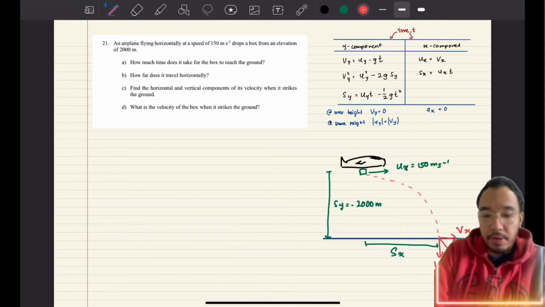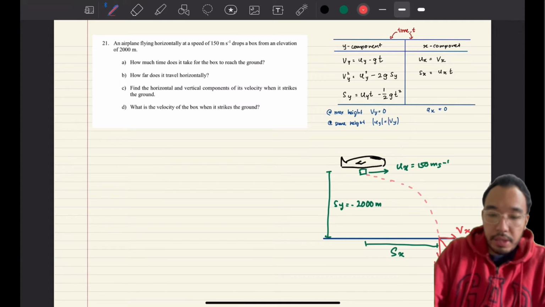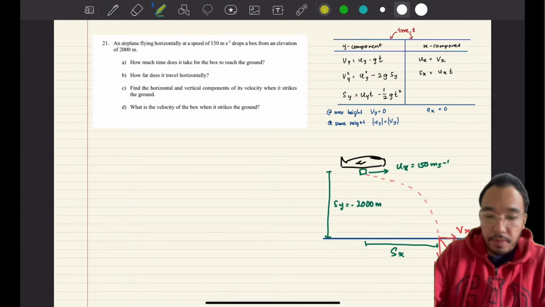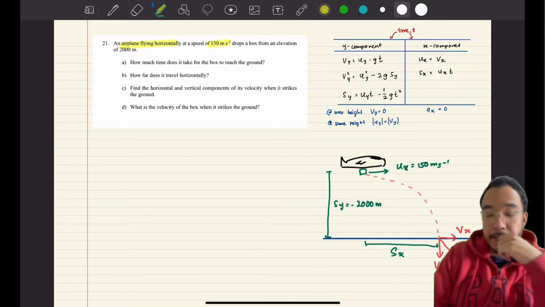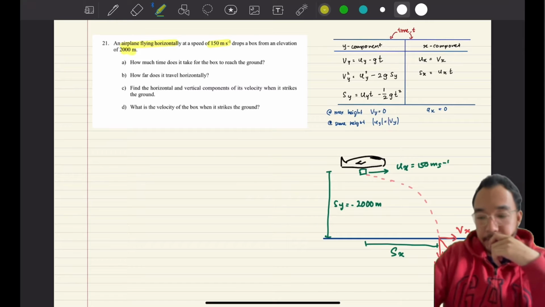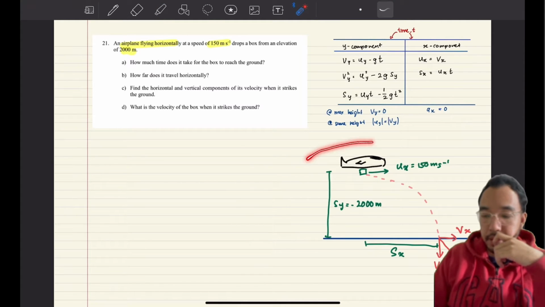So today in this video we continue with the last question of the tutorial, which is question 21. Okay, for question 21, we start with the question first. An airplane flying horizontally at a speed of 150 meter per second drops a box from an elevation of 2000 meter. Okay, so if I want to draw the situation, it will look something like this.